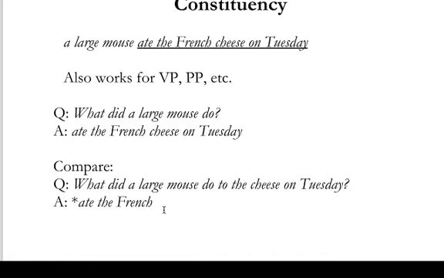And so, yeah, this is a sort of funny example, but it's illustrating a real point here, which is simply that, again, some strings of words form coherent groupings internal to a sentence, ate the French cheese on Tuesday, in a way that other strings of words in this particular sentence do not. Ate the French could be a coherent subgrouping in some other sentence, but not in this one.